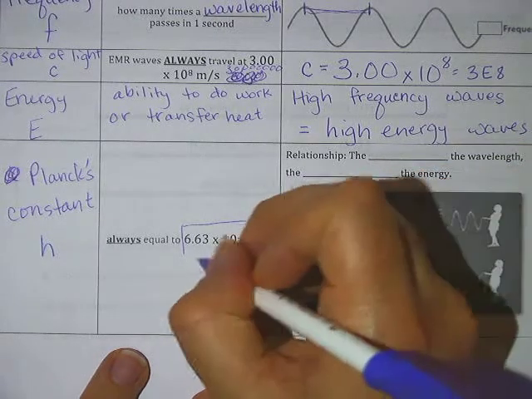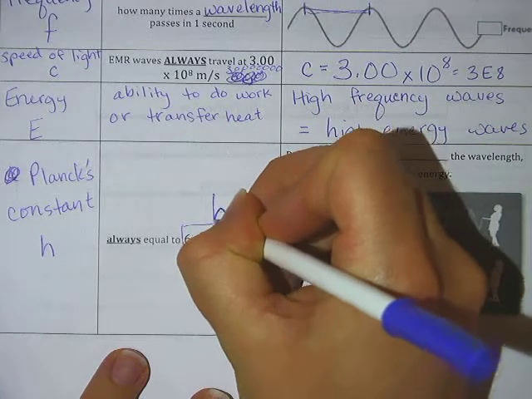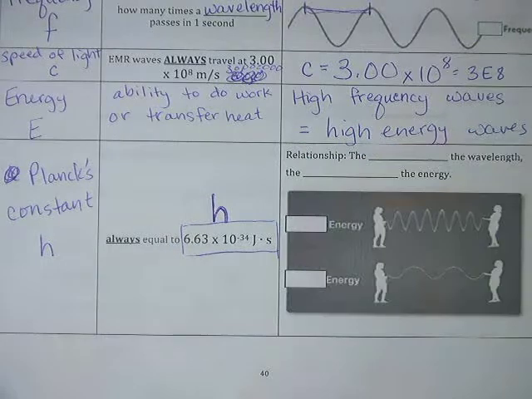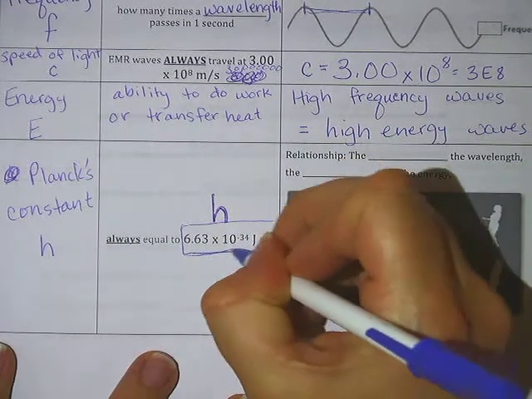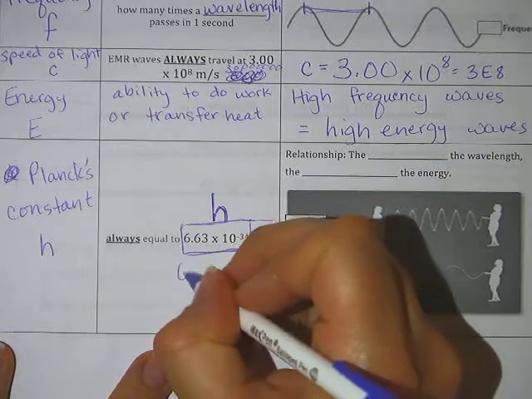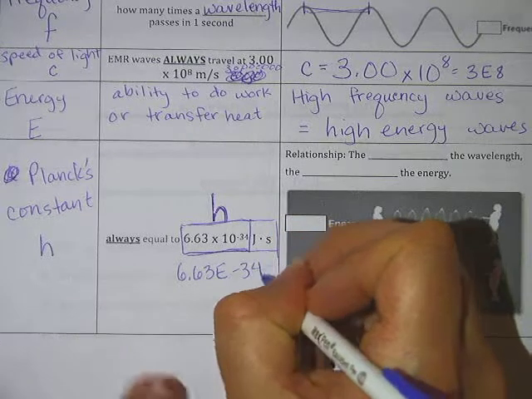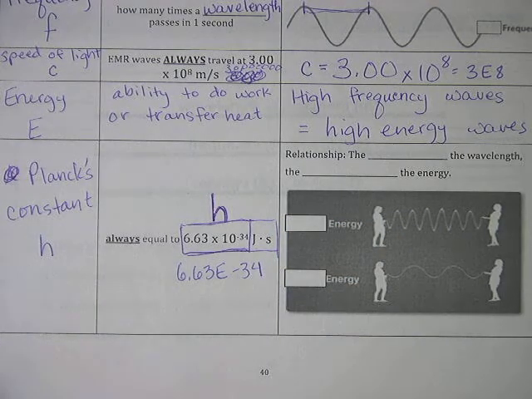We're going to talk about joules some more later, but basically anytime you plug in h to one of our mathematical equations, you're going to plug in this number right here: 6.63 times 10 to the negative 34, or just 6.63 e negative 34 when you type it in your calculator.